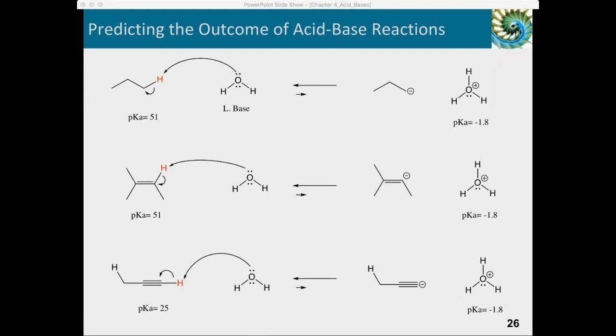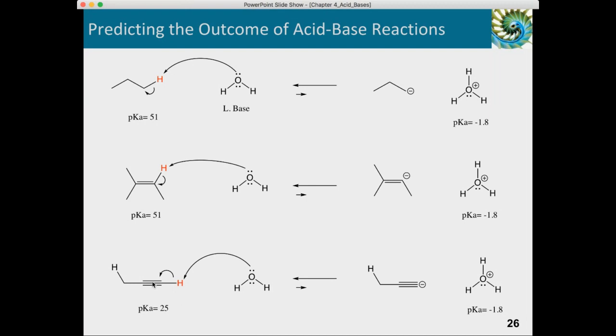So if we look at this data, we can conclude that we cannot use water ever to deprotonate an alkene or an alkyne. So that's a very important thing to keep in mind, okay? As I said in the previous class, to deprotonate an alkyne, for example, we would need to use a base whose conjugate acid is less acidic than the alkyne. That would be the idea.